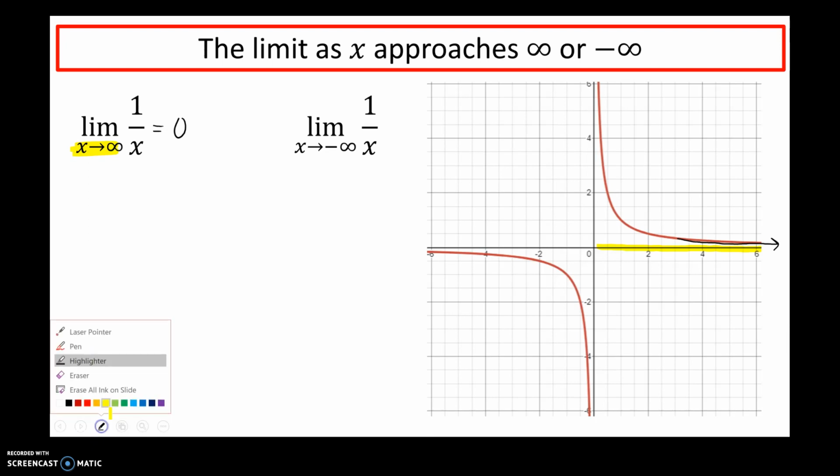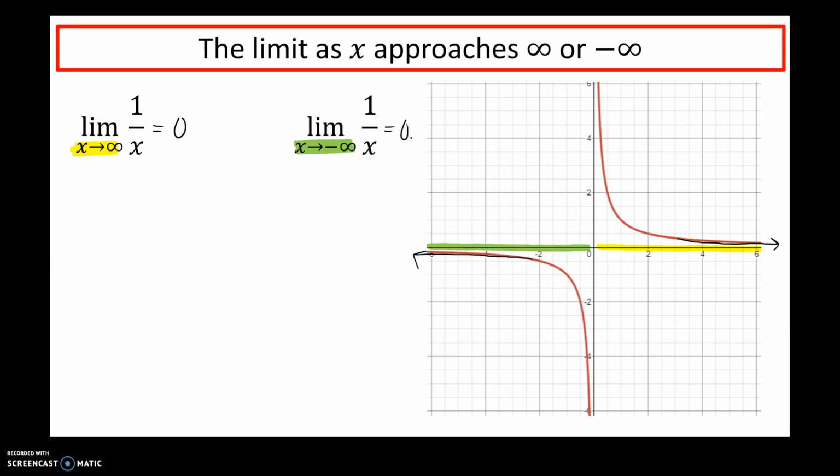Now let's switch gears and look as x approaches negative infinity. So now as my x values get infinitely smaller, okay, I'm looking on the left-hand side of the y-axis now. What is the behavior of my function? My function is still approaching 0.